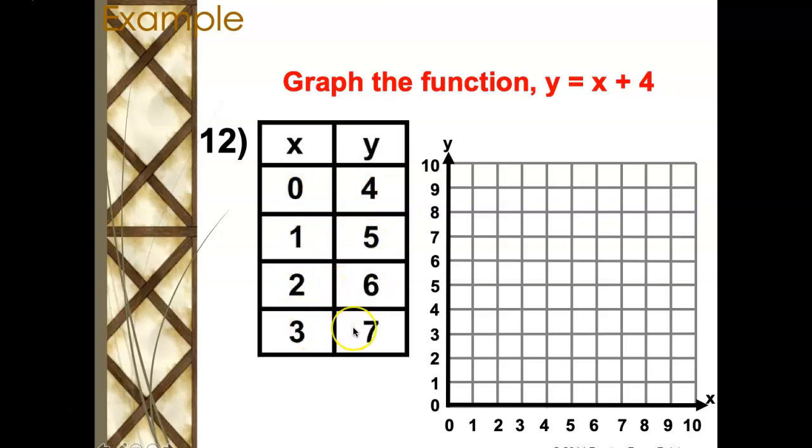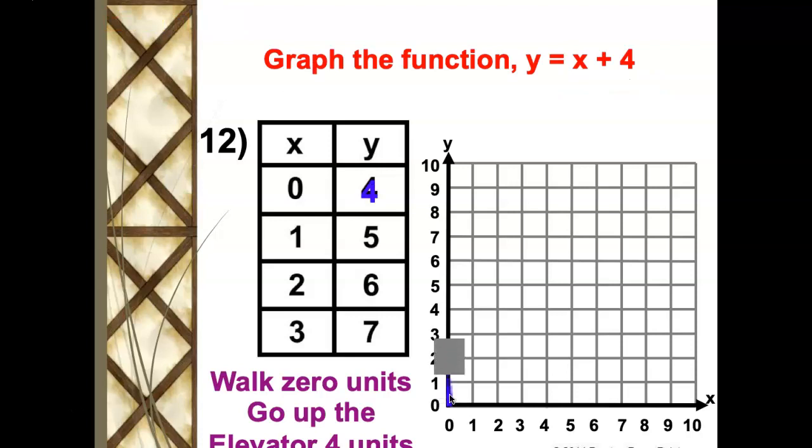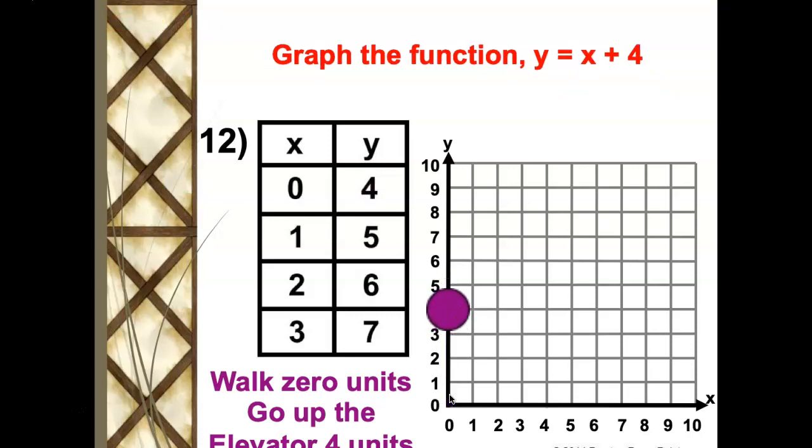The fourth is 3 and a 7. So now I'm going to put the person here. The person does not move to the right nor to the left because it's 0. So it did not walk. So now it's inside the elevator. That's 0. It doesn't walk. Now, because it's 4 and positive, it's going to go up by 4 units. So that's your first point.